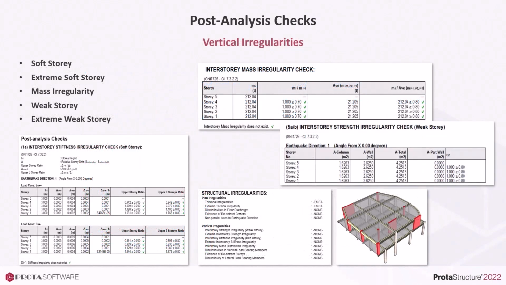ProtaStructure will also check the vertical irregularities and present a detailed report. Soft story, extreme soft story, irregular vertical distribution of mass, weak story and extreme weak story are among the vertical irregularities that can be checked automatically after the analysis. As I specified before, basement stories and effective top stories are excluded from irregularity checks.